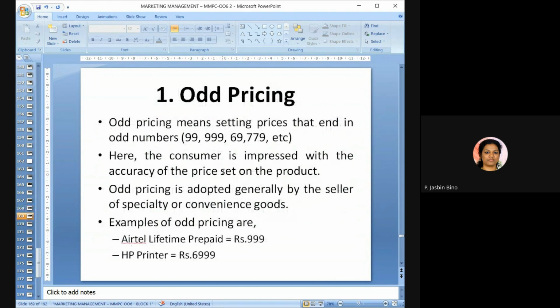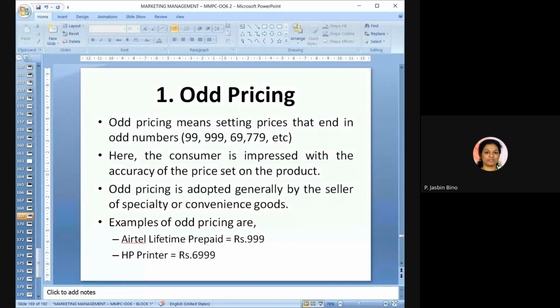When we take into account odd pricing, it means setting prices that end at odd numbers. Here the customer will be impressed with the accuracy of the price set. Just imagine if something is set for a value of 99. Actually, only 1 rupee is reduced from 100, right? But according to the mind, odd pricing is also something related to psychology. We'll think, okay, it's a double digit number, so it's not 100, it's something like 10 rupees less. We'll be assuming in such a way, and we'll be going and buying that product. This is the technique followed behind odd pricing.